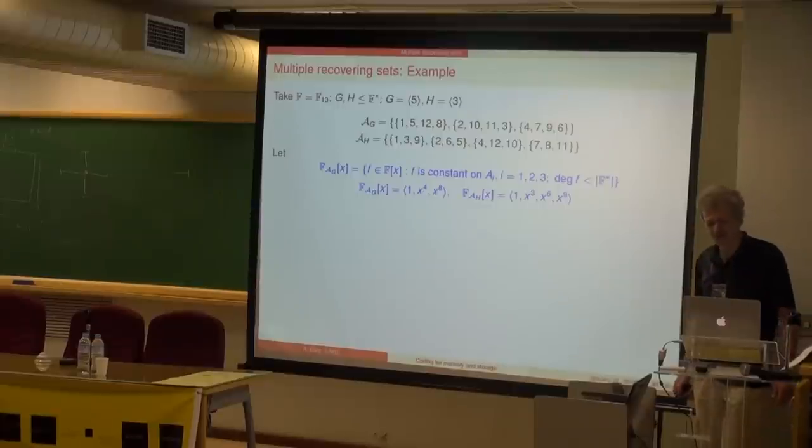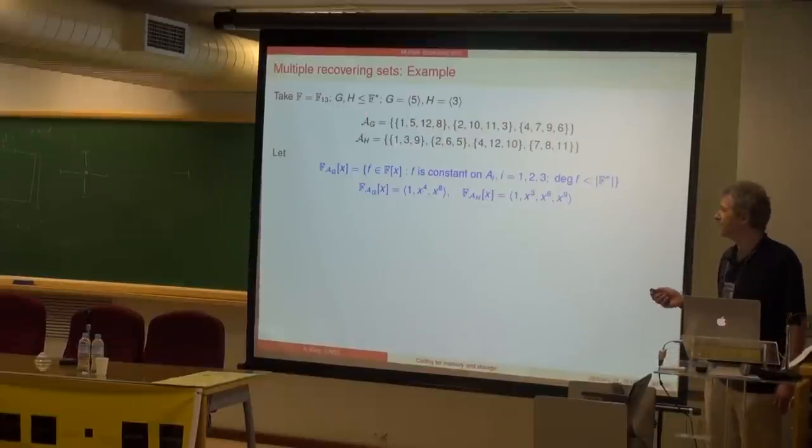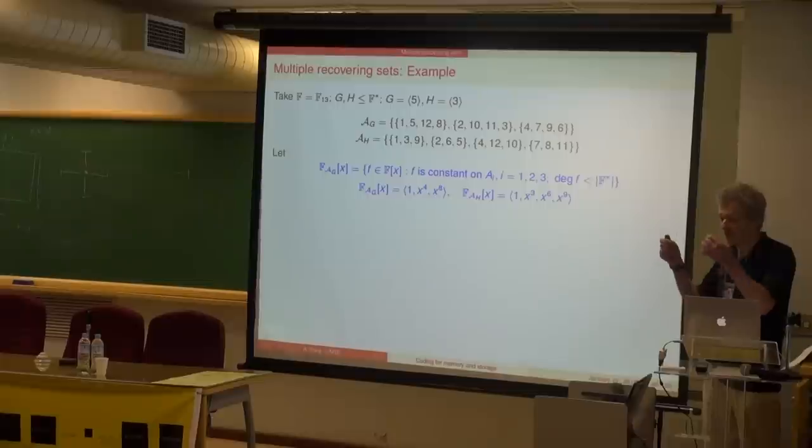Let's go back to F13. Let us take two subgroups now, generated by 5 and generated by 3. And 5 gives us this partition, so it's a fifth root of unity, and this is a cube root of unity. And these partitions are orthogonal, because if you look at every two blocks, they intersect on one point. In general, it is possible that they are completely disjoint, or they intersect only on one point, but never on two points.